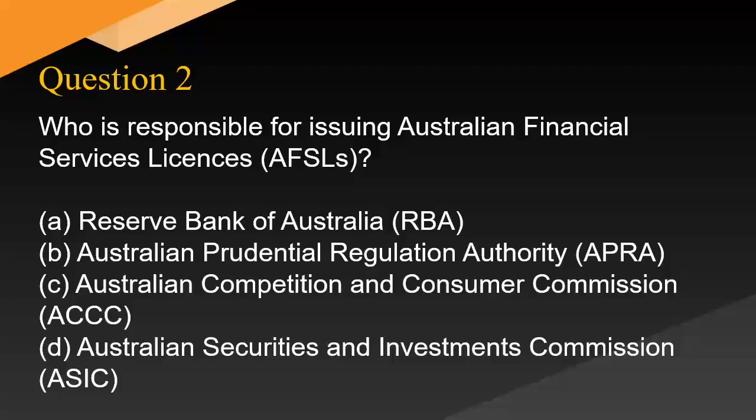Who is responsible for issuing Australian financial services licenses (AFSLs)? A. Reserve Bank of Australia, or B. Australian Prudential Regulation Authority (APRA). C. Australian Competition and Consumer Commission (ACCC). D. Australian Securities and Investments Commission (ASIC).